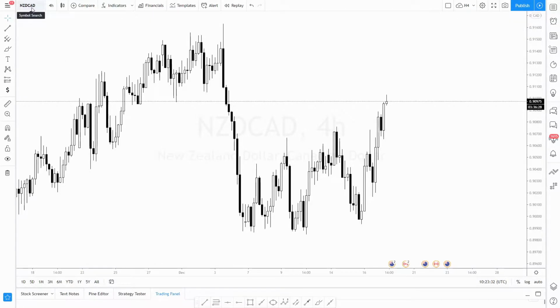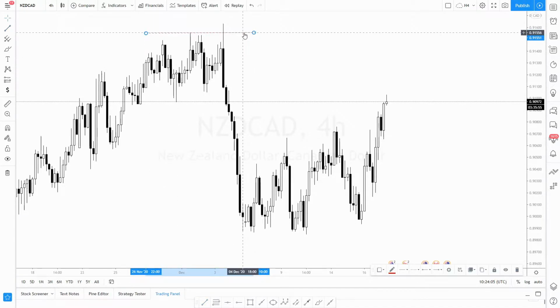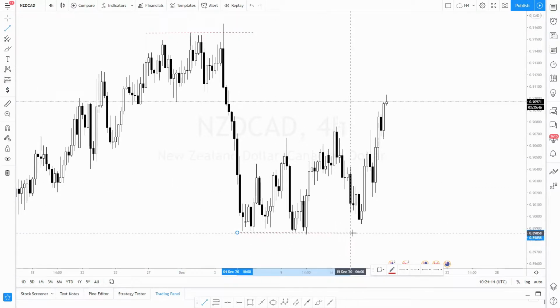I'm on NZD CAD, New Zealand dollar, Canadian dollar, on the 4 hours, and as we can see, we have a trend here, then it consolidates, and then we see this impulsive move. We call this an impulsive move because look how aggressive it was. This was in December. We have a resistance right here, and a support down here.